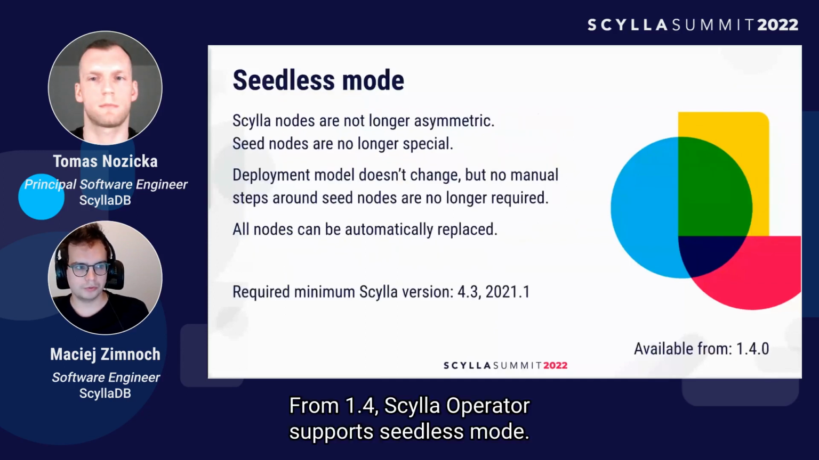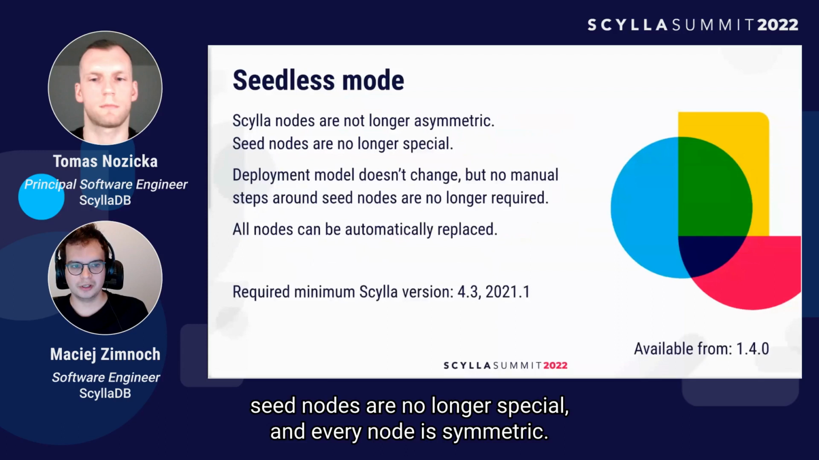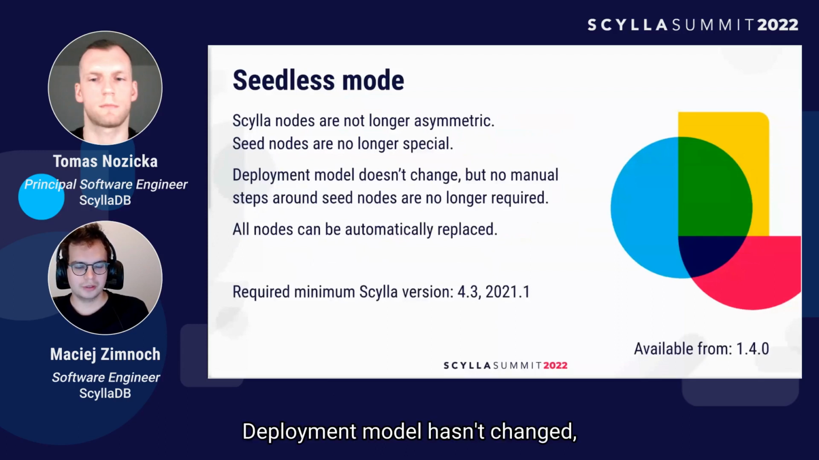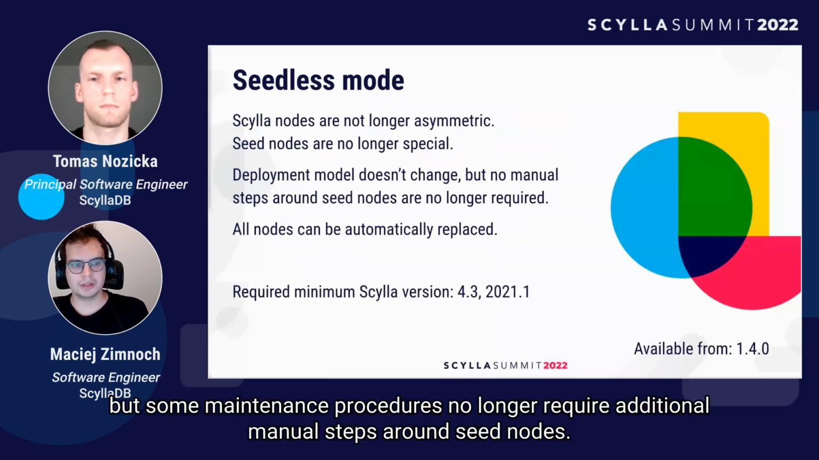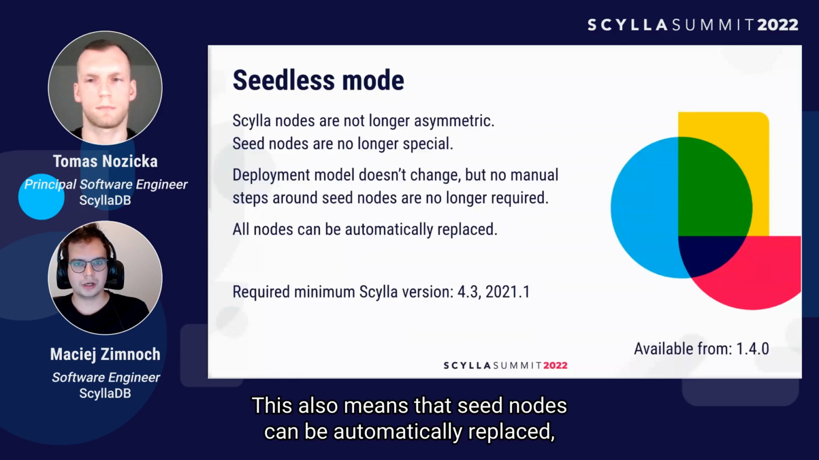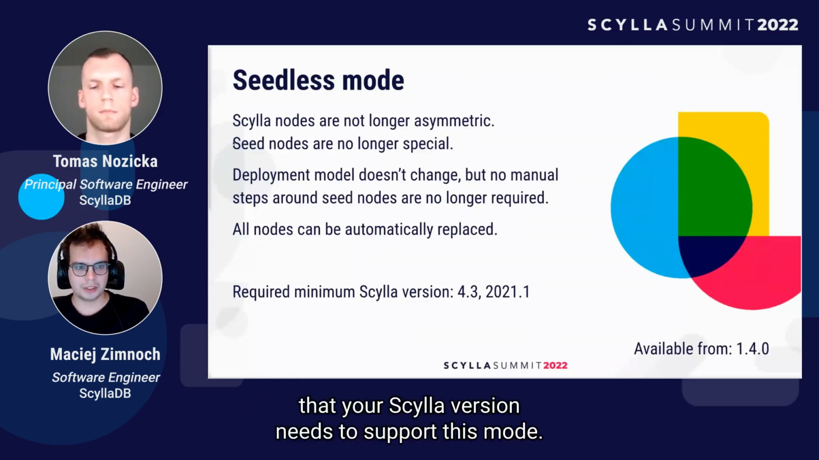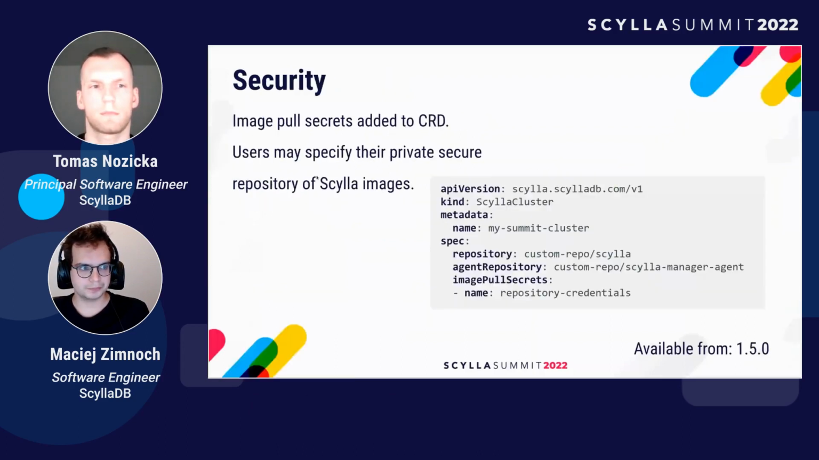From 1.4, Scylla Operator supports seedless mode. This means that seed nodes are no longer special, and every node is symmetric. The deployment model hasn't changed, but some maintenance procedures no longer require additional manual steps around seed nodes. This also means that seed nodes can be automatically replaced, but you have to keep in mind that your Scylla version needs to support this mode.